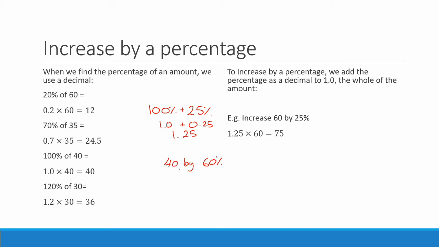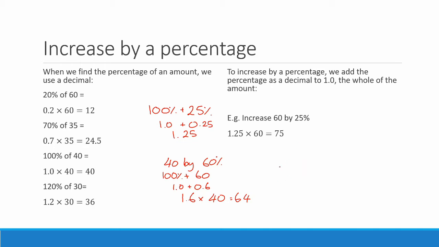So let's do a couple more examples. So let's increase 40 by 60%. So I want to keep my original 40 and add on more of it. So I need to keep 100% of my 40 and add on to it another 60%. So as a decimal, 100% is 1, and I add on to it another 0.6. And so in the end, I actually want to find out what is 1.6 times 40, and that will give me an increase to 64.